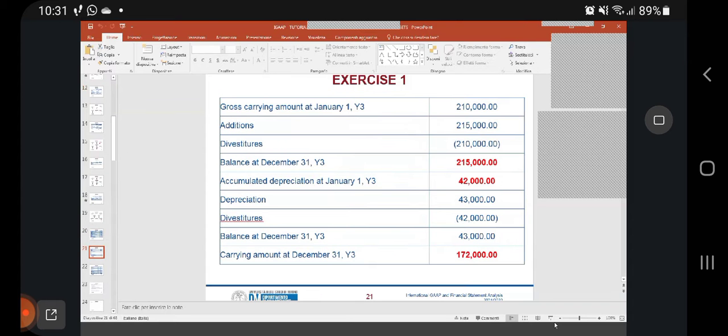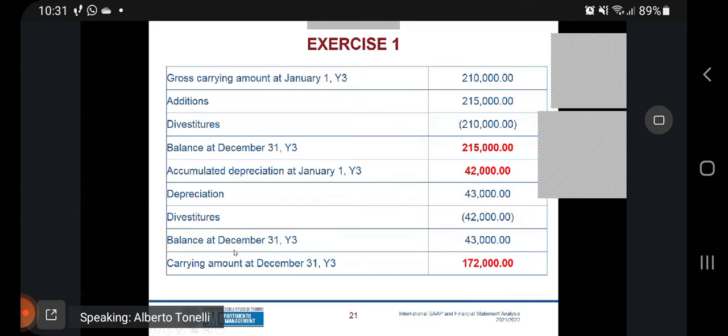And then, if you compute the final value of the balance at 31st December year 3, it is equal to 43,000. But the net carrying amount is always the difference between the historical cost and the accumulated depreciation. The historical cost at 31st December year 3 is equal to 215 minus the accumulated depreciation at the same moment, 43,000, the final value is 172. Is it better? Any other question?